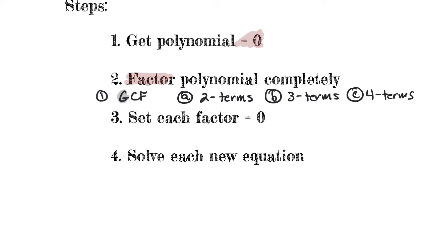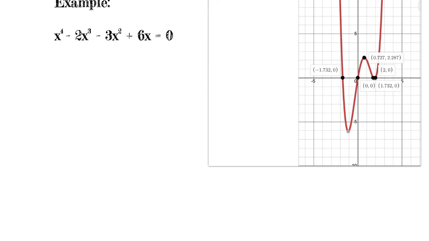Next, we set each of the factors from step 2. So now we've got it all factored. It's going to be a bunch of binomials, and maybe there might be some GCF out front. We just set each one of those individually equal to 0. And then lastly, we solve each of those little equations. So let's just review a couple.